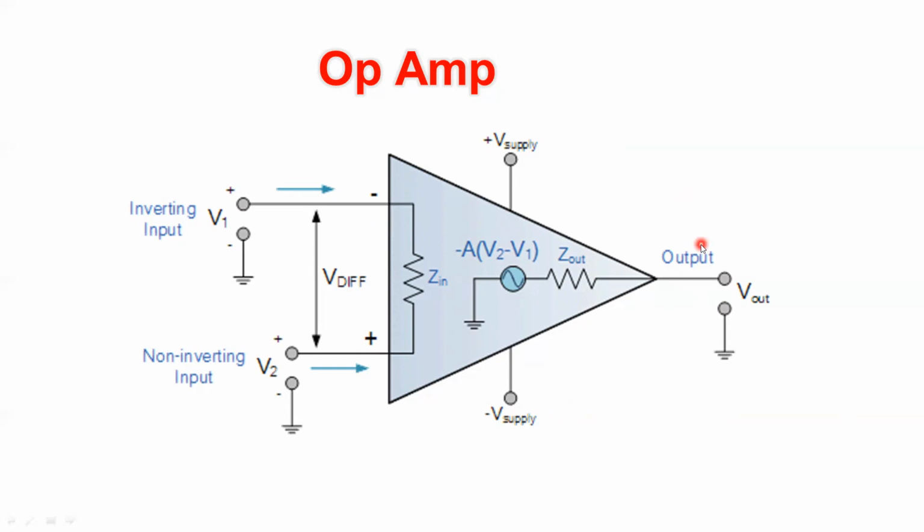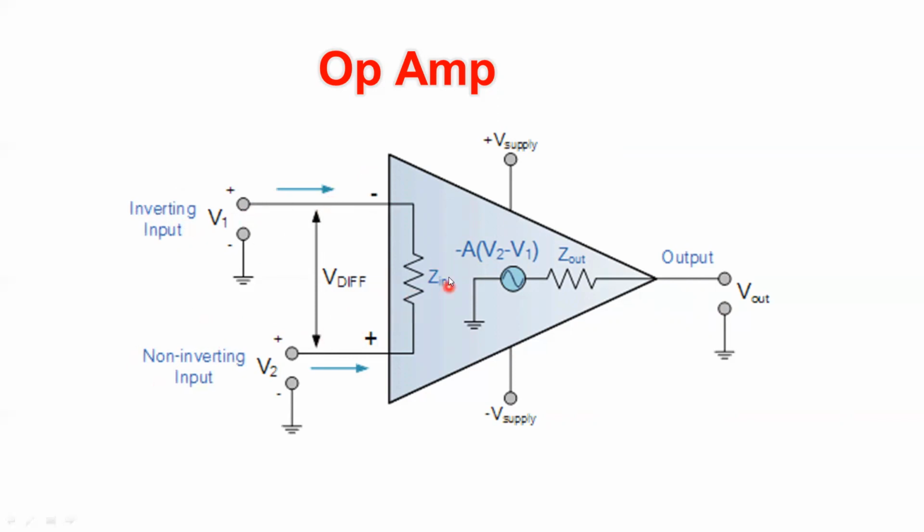Here we have 2 types of input. We have what's called V1, the inverting input. We will be very interested to know why we call this an inverting input. This will actually be delivered in this lecture. So this is an inverting input and this is a non-inverting input. We have 2 terminals connected to the operational amplifier. The first is called the inverting, which has a negative sign, and the second is called the non-inverting, which has a positive sign.